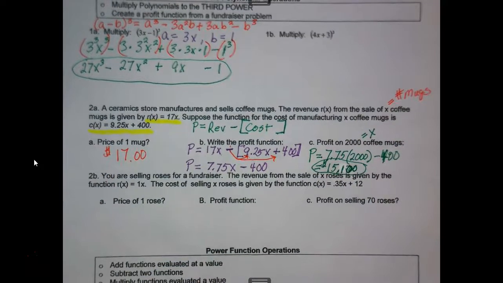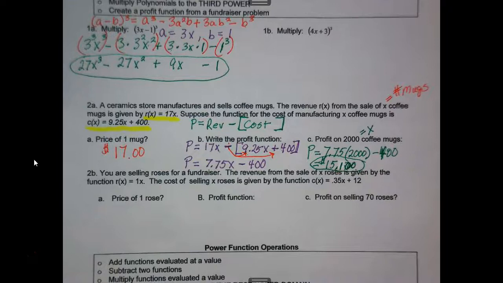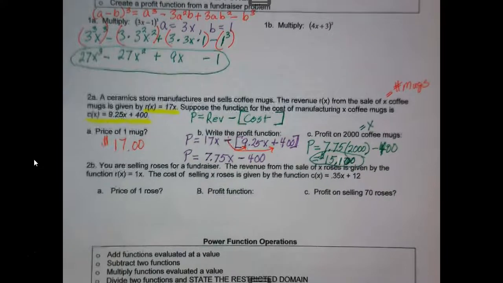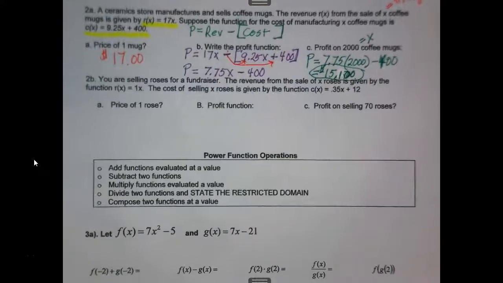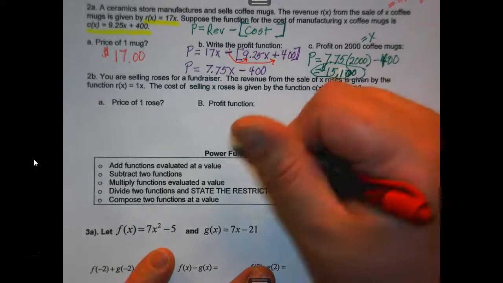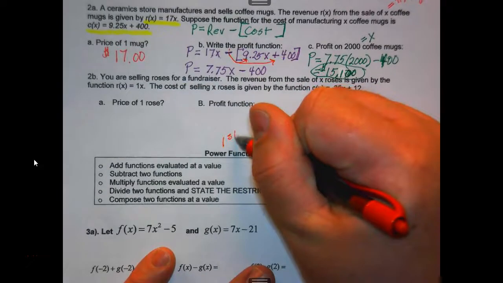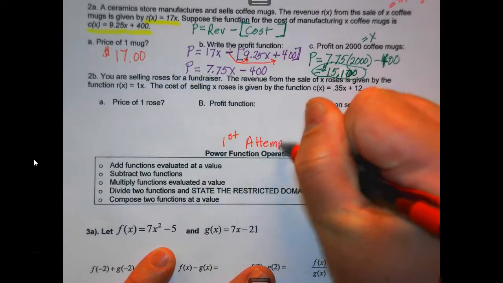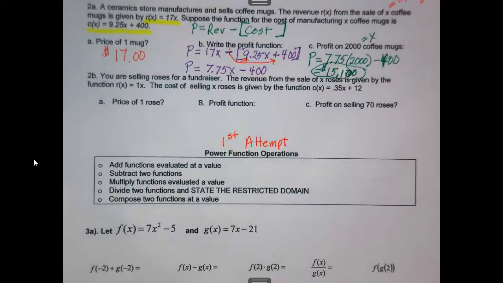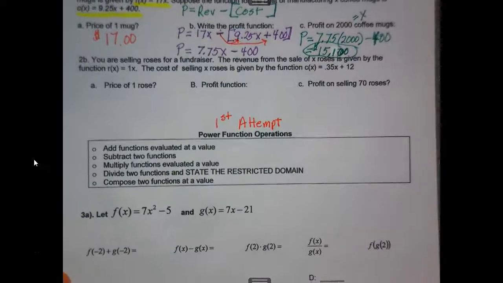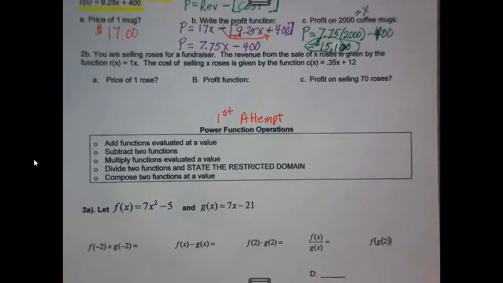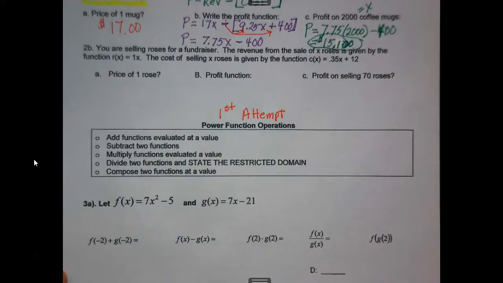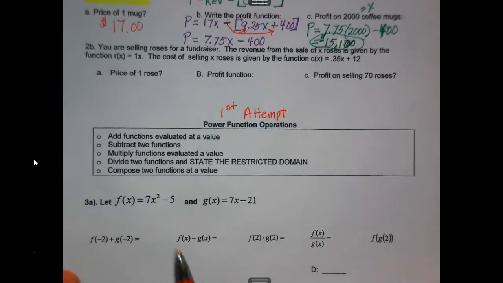Okay, let's see. Next one, power function. This is a first attempt because we did not have composite functions in our last quiz. So this is first attempt. So this will be like power function part 2. All right, let's see. First problem.